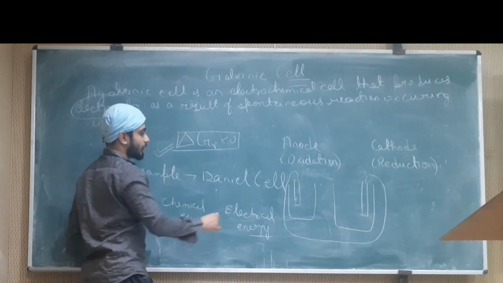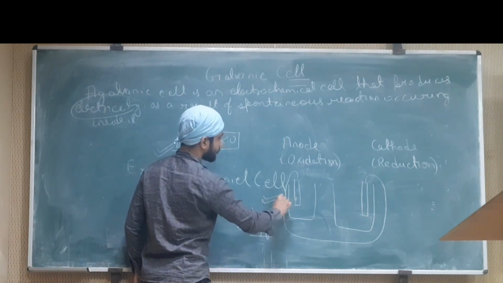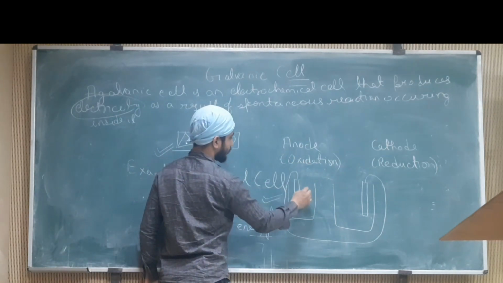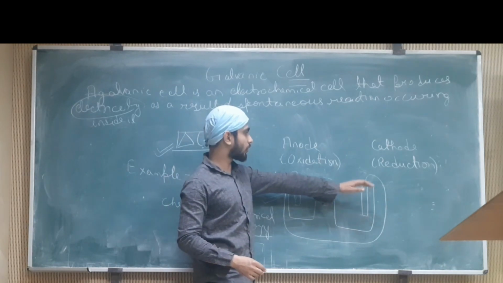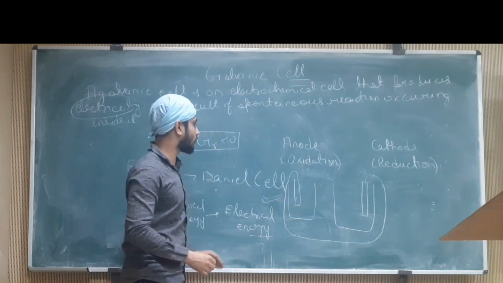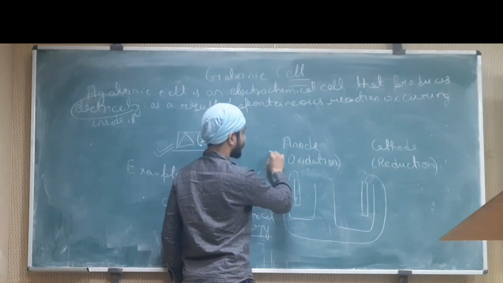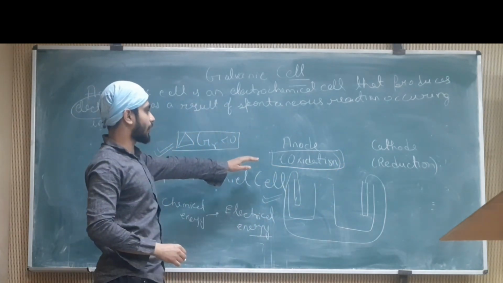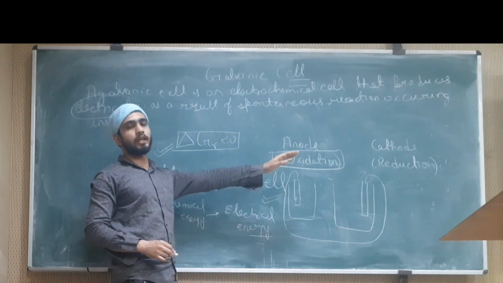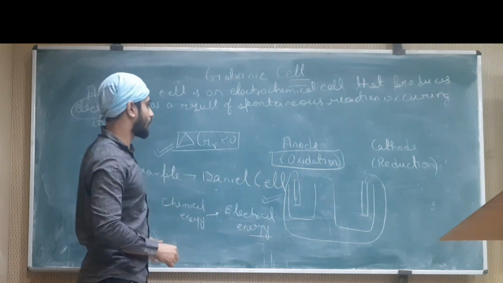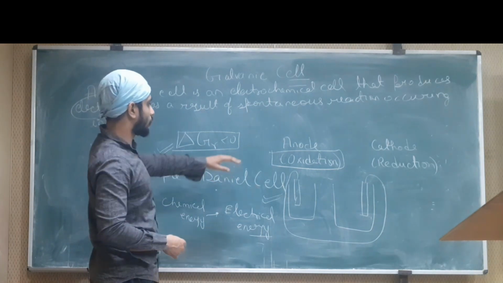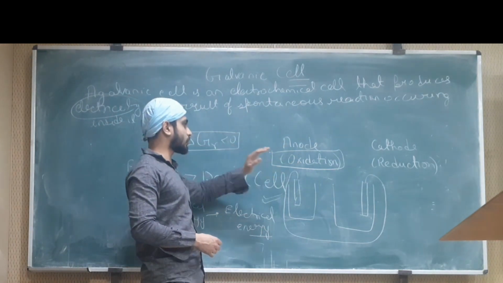And this is the schematic diagram for the galvanic cell. This is the anode, in which oxidation is occurring, and this is the cathode, in which reduction is occurring. In the anode there is a loss of electrons from the particular element, or oxidation. In the cathode there is a gain of electrons, or reduction. Gain of electrons is termed reduction, and loss of electrons is termed oxidation.